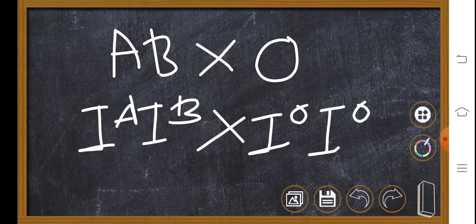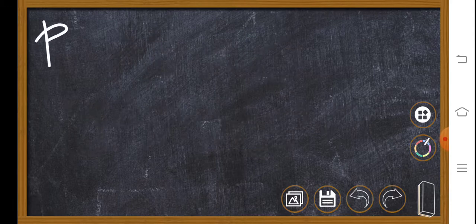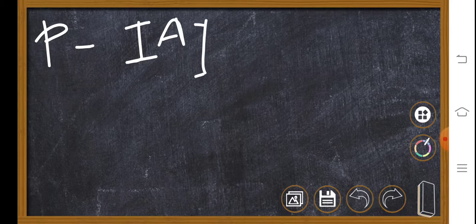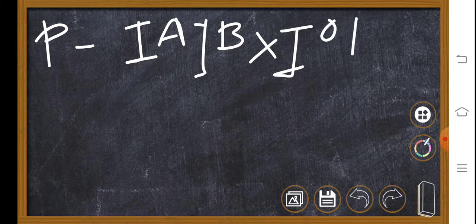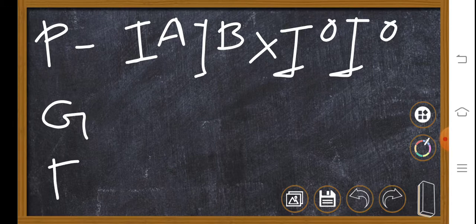So parents: IA IB and I naught I naught. Like this you find out gametes and then F1. This is homework for you. You perform it and show me in my next classes. Okay, thank you so much.